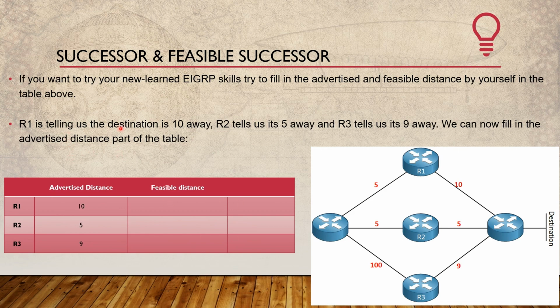Now R1 is telling us the destination is 10 away. This is the advertised distance, which we are learning via R1. R2 tells us it's 5 away. R2 is telling, if I am reaching the destination, it is 5 away. And then R3 is telling us it's 9 to reach the destination via me. Okay, now we got the advertised distance of via R1, via R2, via R3.